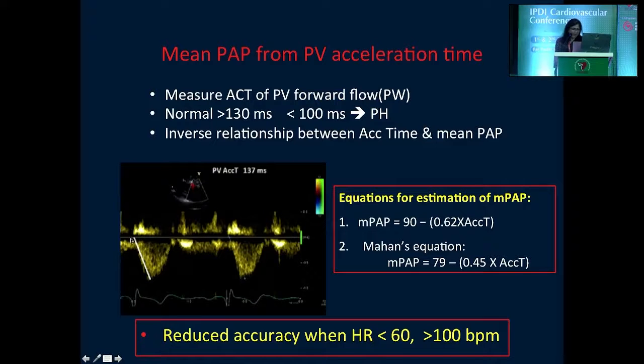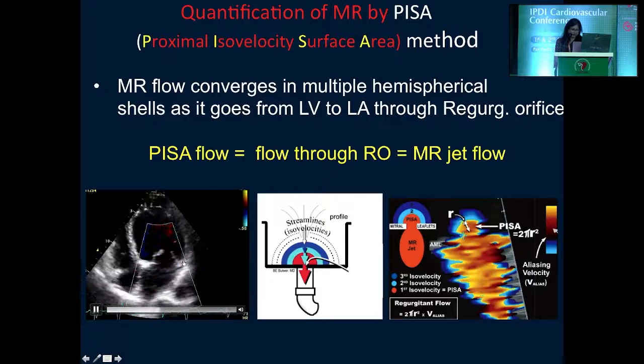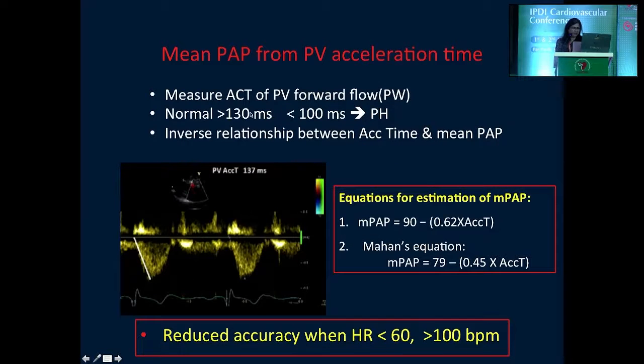Looking at the acceleration time, if it is more than 130 millisecond, it's normal. Less than 100 millisecond indicates PH. And there are certain formulas where we can calculate even the mean pulmonary arterial pressure. For example, Mohan's equation, that is 79 minus 0.45 into acceleration time. But you must remember there is reduced accuracy when the heart rate is less than 60 or more than 100.